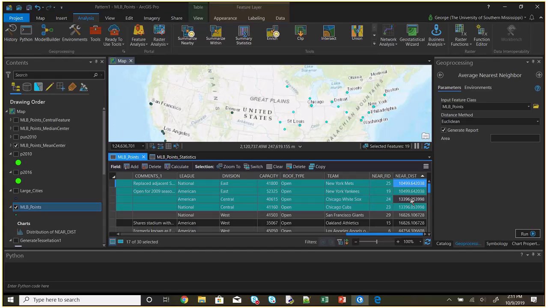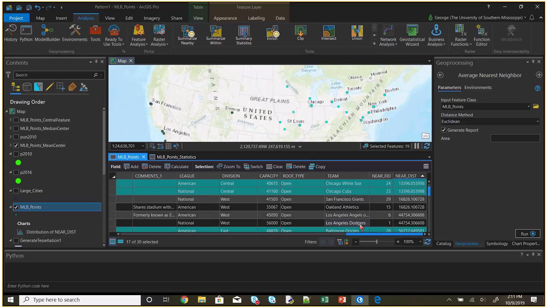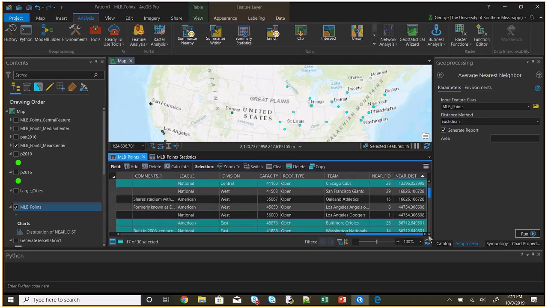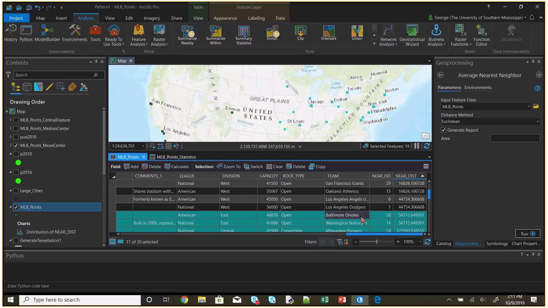The second two closest teams are the Chicago White Sox and the Chicago Cubs. The third closest are San Francisco Giants and the Oakland Athletics. Los Angeles and Los Angeles. Then finally Baltimore and Washington. They're all in the same state.